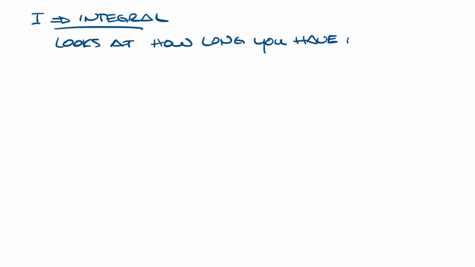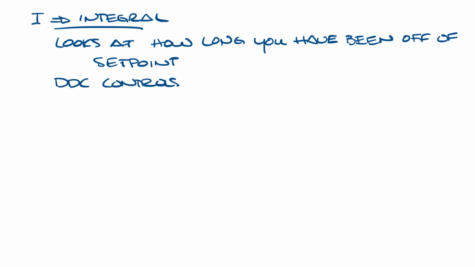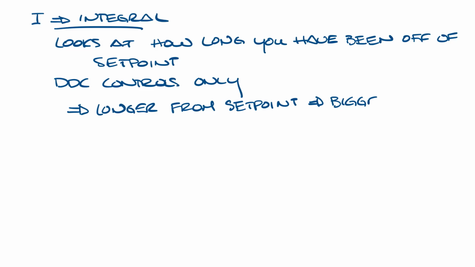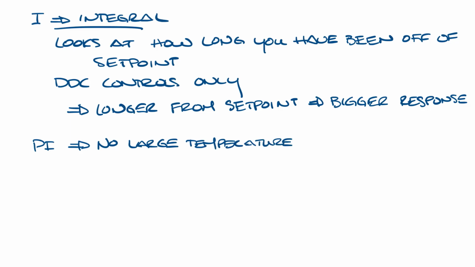Let's move this over and look at integral control. The integral component looks at how long you've been off of set point. Integral control requires a microprocessor, so you'll only see this in DDC controls, which are nearly all the controls today. The longer you've been away from set point, the higher the controller response. PI control doesn't have large temperature swings like proportional control does. It looks something like this.